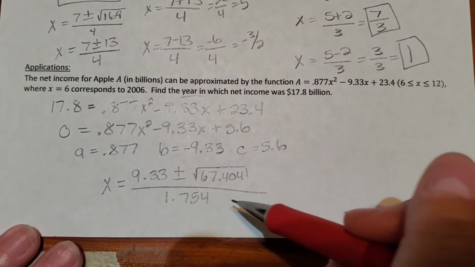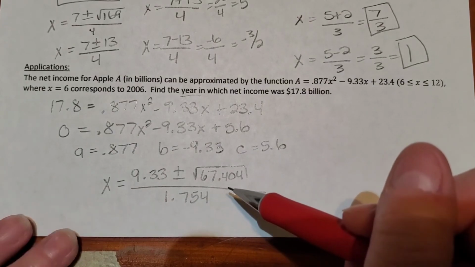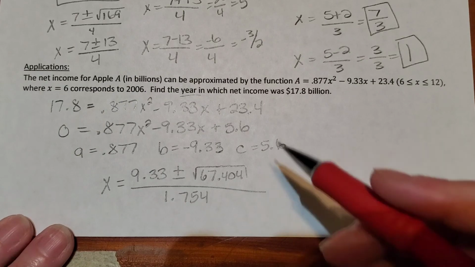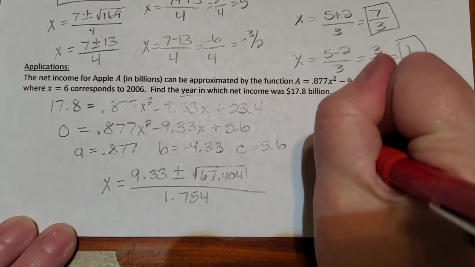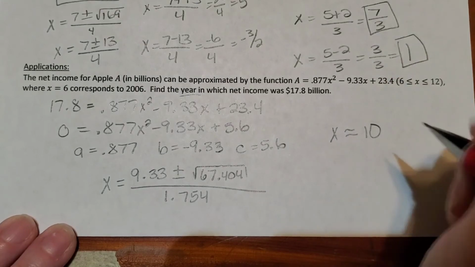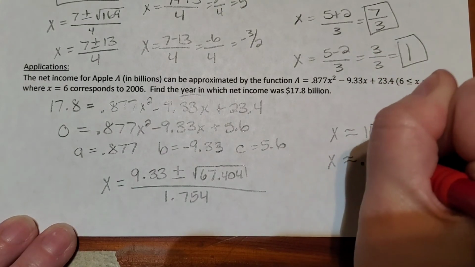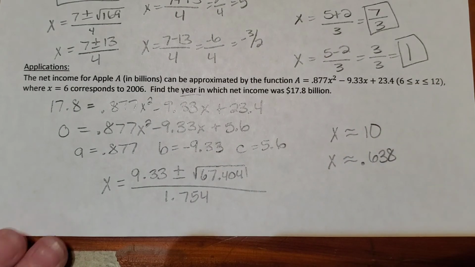Well, this doesn't look like a year. So we need to figure out our approximations. Put it in your calculator. Put both of them in your calculator. When you do the plus one, you should get x is approximately equal to 10. When you do the minus one, you should get x is approximately equal to 0.638.